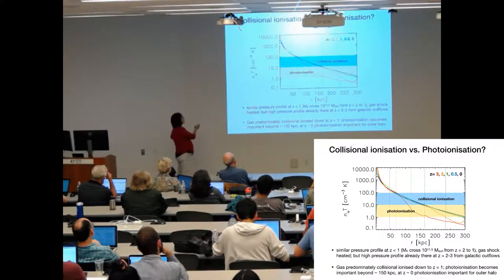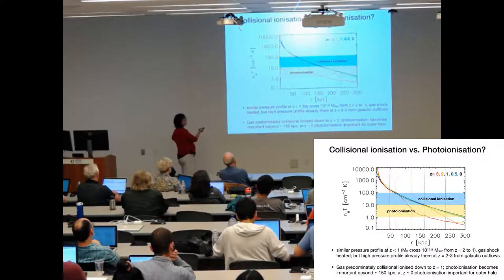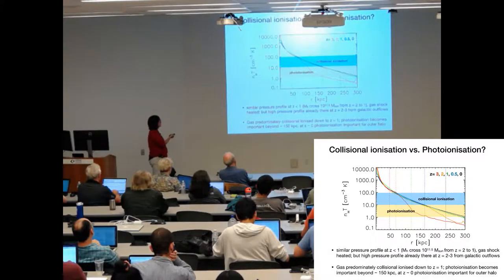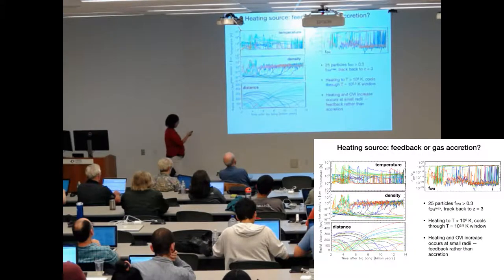So at high redshift, most of the gas is actually collision ionized. And photoionization is more important in the outskirts, if we believe what the analytical model predicts. And this also seems to be seen in the simulation. I've skipped the rest of this because I don't have much time.